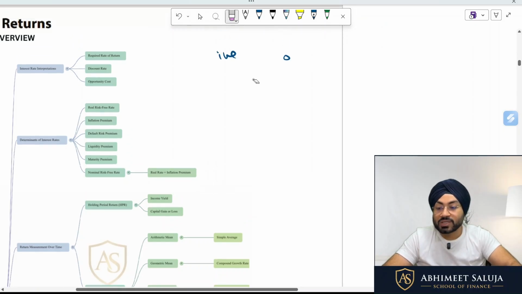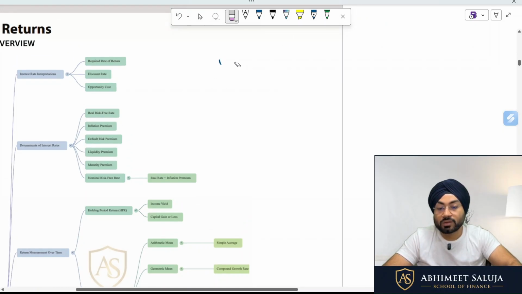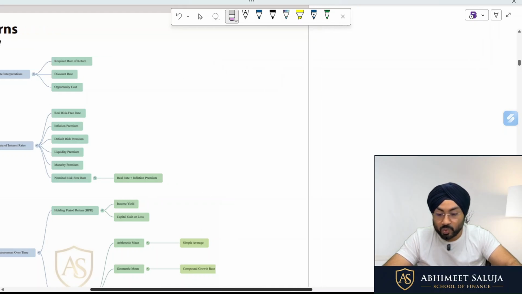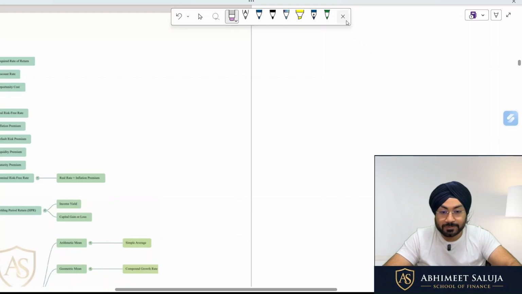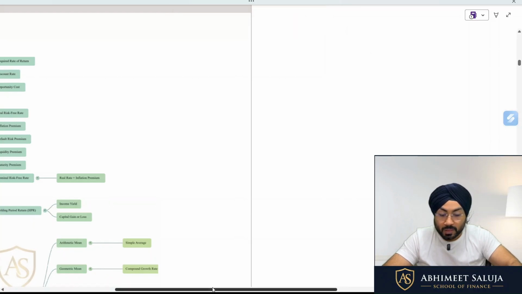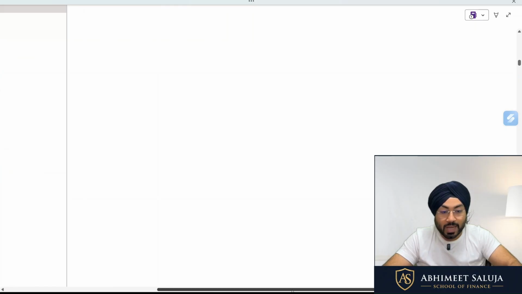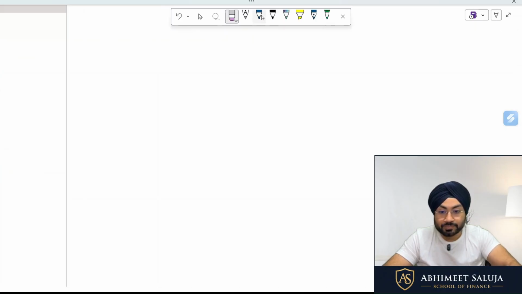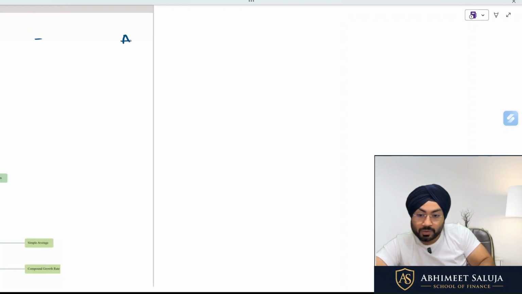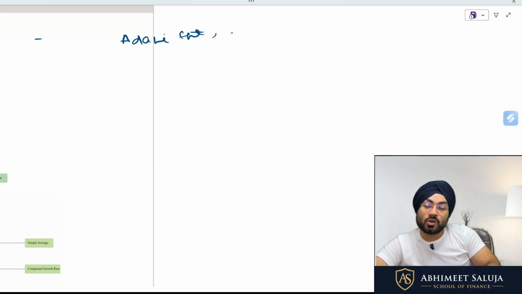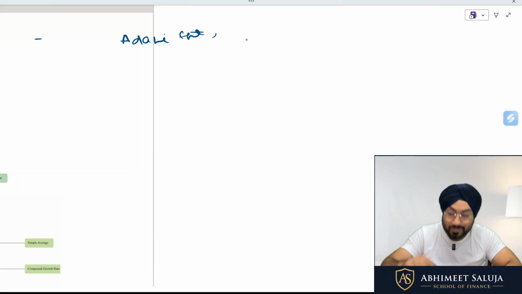Now, moving ahead, what is determinants of interest rate? All right, determinants of interest rate. To explain determinants of interest rate, I need to take an example. Say suppose an Indian company, say suppose Adani Enterprises, wants some money and they didn't go to a bank.